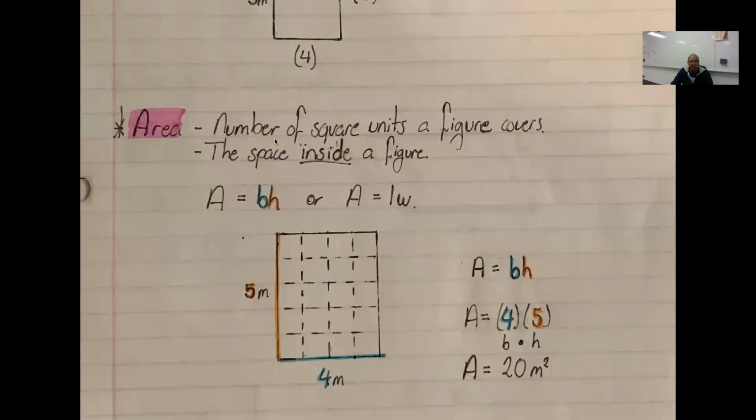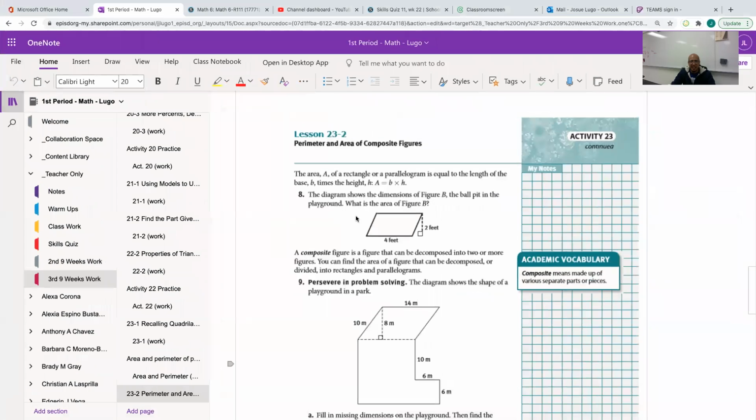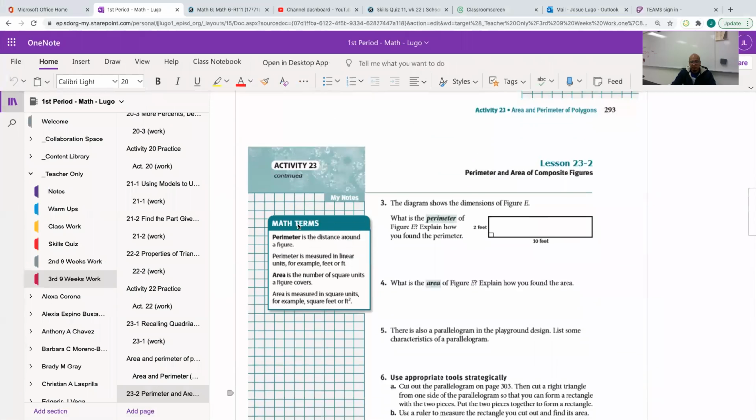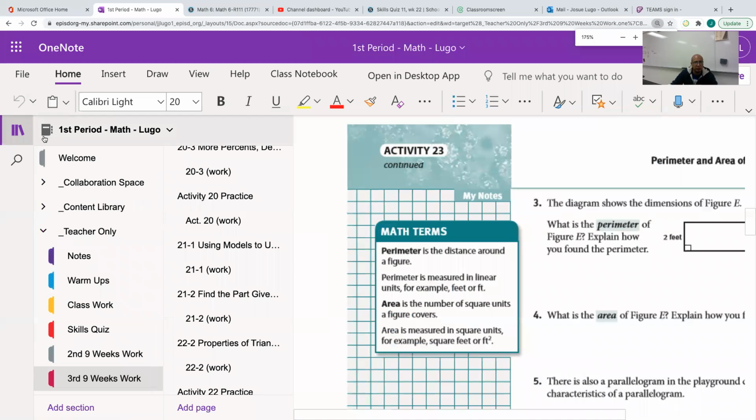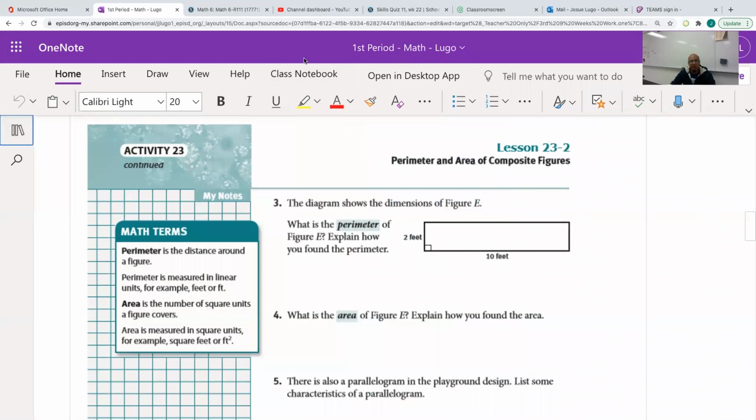Let's see numbers 3 and 4. Notice how number 3 is simply asking, what is the perimeter of this shape? Well, notice how right here we have 10 feet. Let me just zoom in a little bit here. We don't need this right now. Notice how we have 10 feet, actually right here. So across this is also going to be 10 feet.